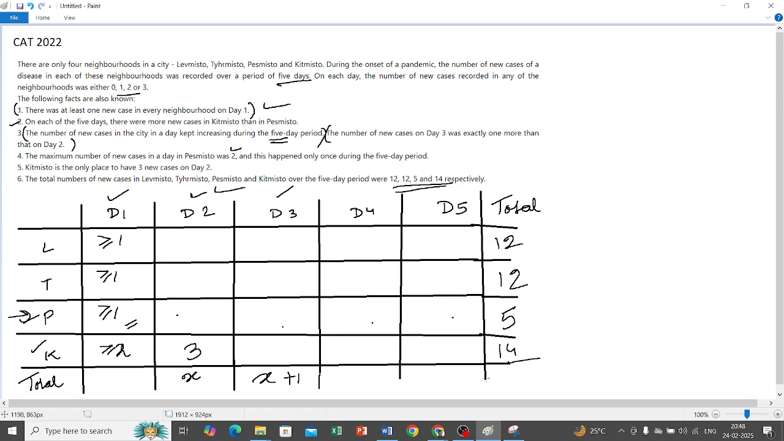I can get the total over here. 14 plus 4 plus 5 is 9, 9 plus 2 is 11, 3, 43. That means 43 total cases. Fine. This is all I have from the instruction. Now I have to think about more.